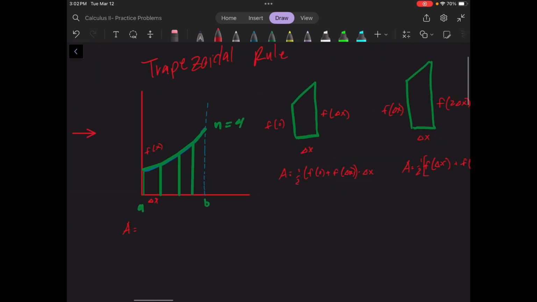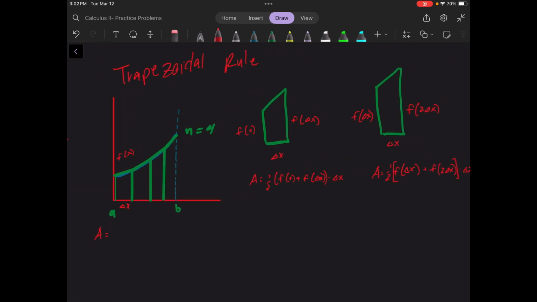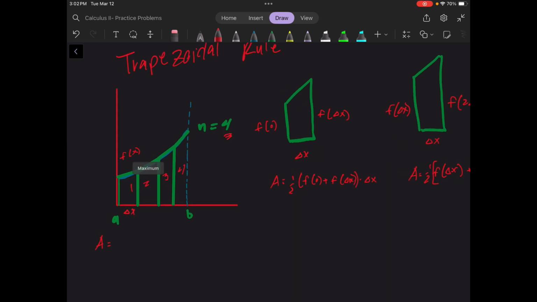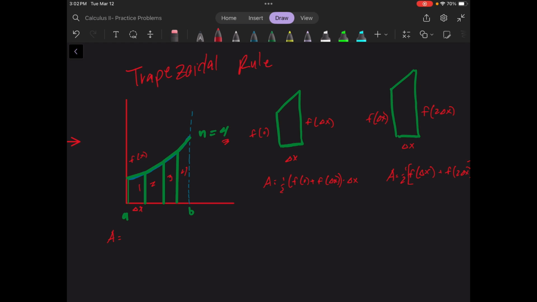But instead, with the trapezoidal rule, let's just take n trapezoids. In this case, n is 4, right? Because we have 1, 2, 3, 4 trapezoids. And let's add up the areas of those trapezoids. For this curve, you can see it's a very accurate estimation or approximation, right? But where does the trapezoidal rule formula come from?